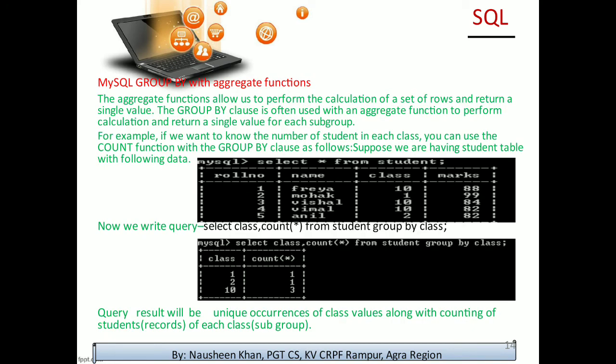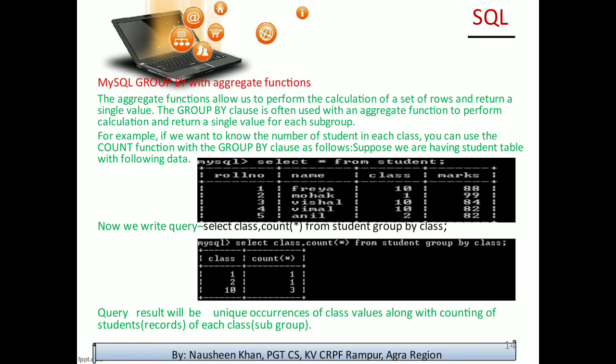The aggregate function allows us to perform the calculation of a set of rows and return a single value. The GROUP BY clause is often used with an aggregate function to perform calculation and return a single value for each subgroup. For example, if you want to know the number of students in each class, you can use the COUNT function with the GROUP BY clause as follows.